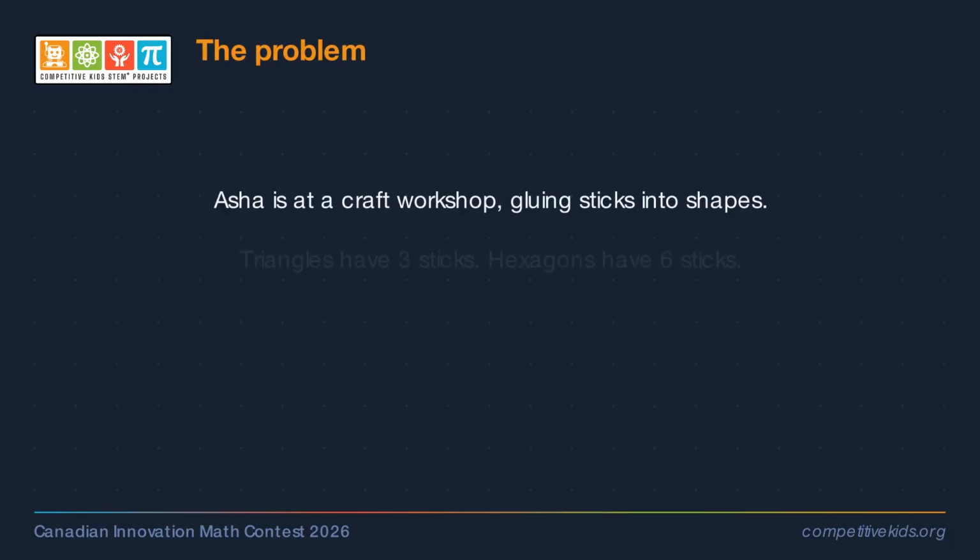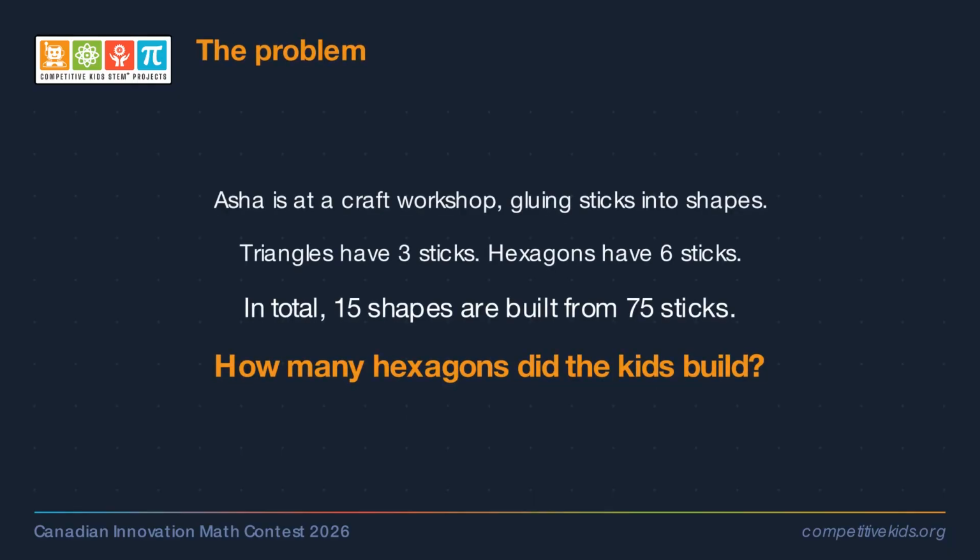Asha is at a Saturday craft workshop. The kids are gluing sticks into shapes. Triangles have 3 sticks. Hexagons have 6 sticks. They built 15 shapes altogether. Counting all the sticks, there are 75. How many hexagons did the kids build?